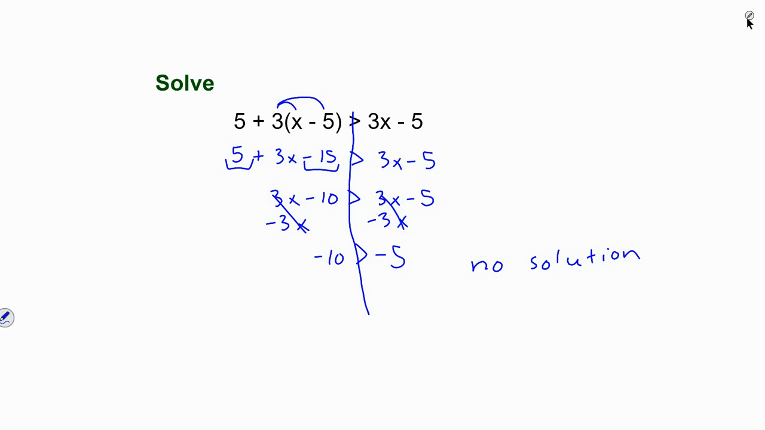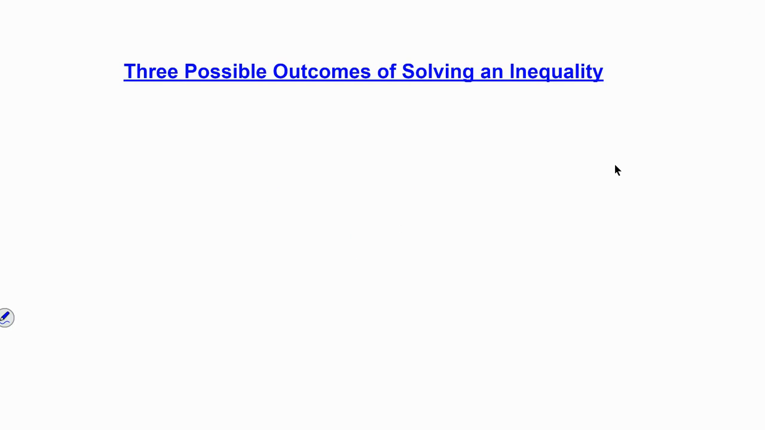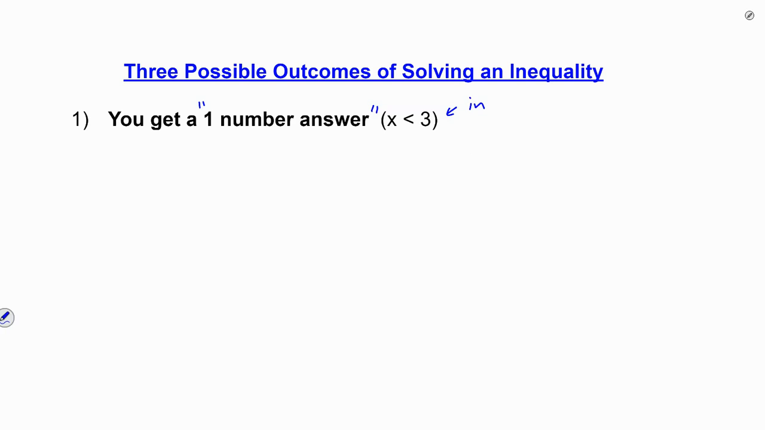So when we're solving inequalities, just like equations, there are 3 possible outcomes. And they're the same possible outcomes we have with an equation. So we could have a 1-number answer. We'll put that in quotation marks, quote unquote. So we could say x is less than 3. Now remember, there is still an infinite number of answers. Infinite number. But they're restricted. So we would say all the numbers smaller than 3. So there's kind of a 1-number answer.